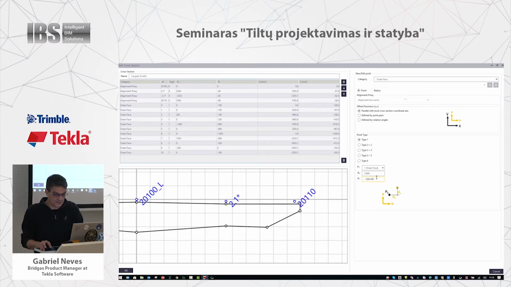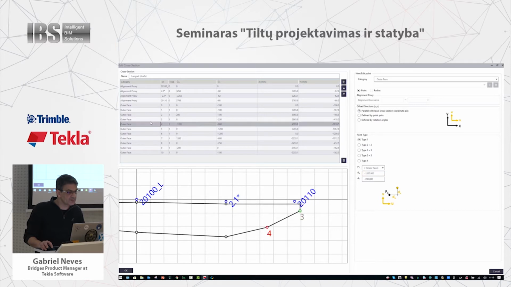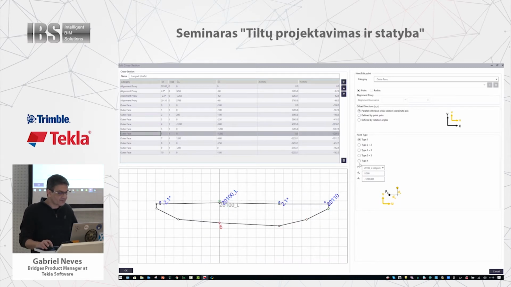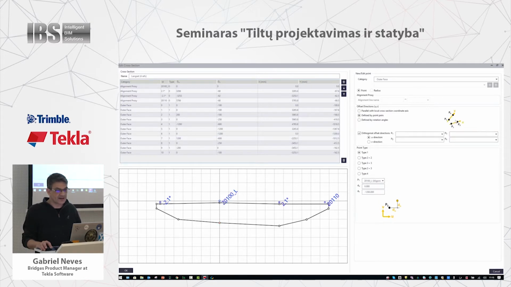Let's put back this one, and let's see what's happening with the other point. I was just playing with it. It's there for some reason. This point here is a good example to show a different way. This point 6 is still type 1. We can add points as a parallel to the cross section. We can define by point pairs, define by rotation angles.